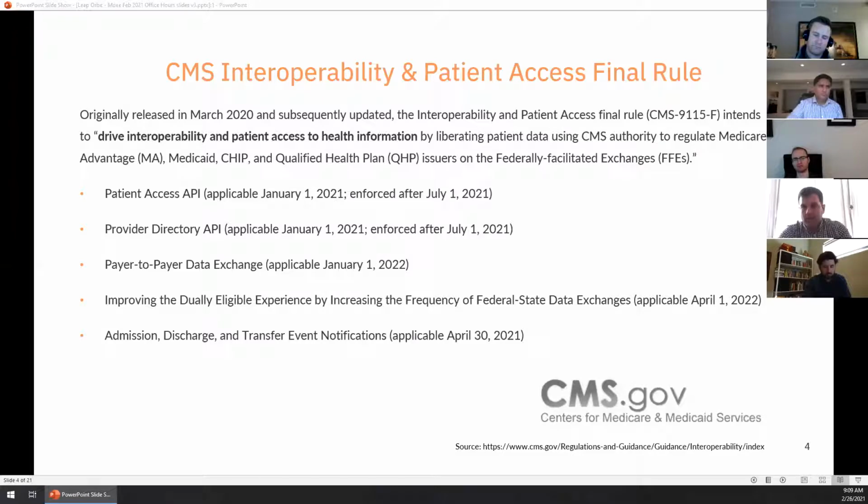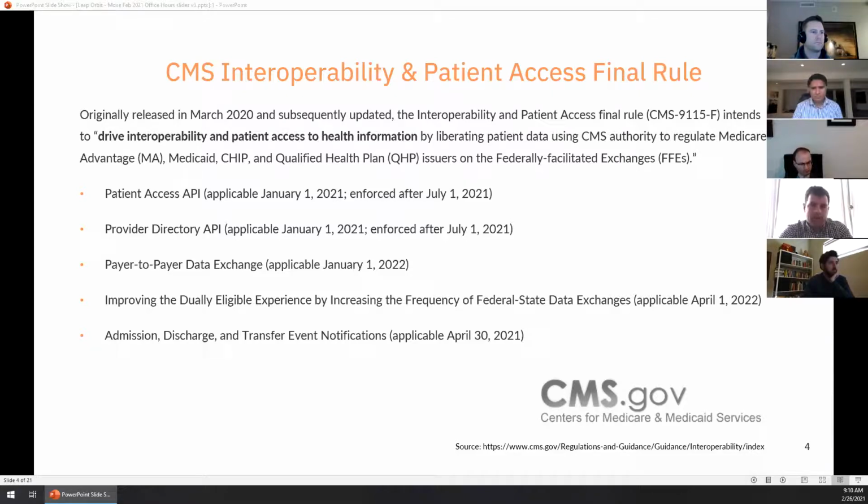CMS announced enforcement discretion after the rule was made final, in light of the COVID public health emergency. So you can see in the enumeration of the various requirements that there's been a 6-month reprieve on the most imminent requirements. There are 5 key expectations of the rule. One is to make available a patient access FHIR API. This is something that the Moxie folks are going to talk a little bit about. The second is a FHIR provider directory or network API. This is something that Leap Orbit has been working on really hard for the last year or so.